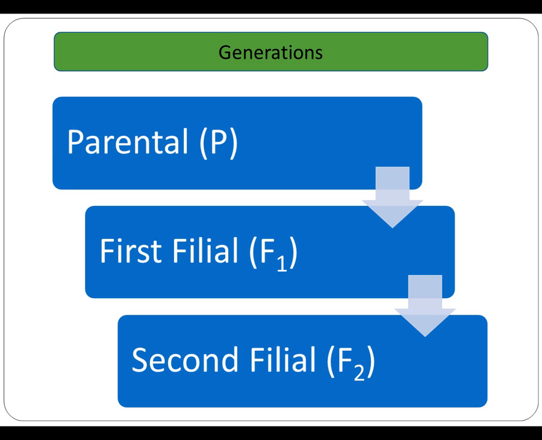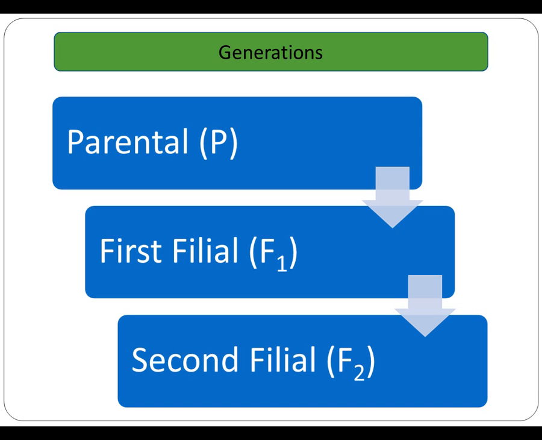Mendel used it for his plants. You could look at it for your dogs, or whatever you're trying to study, your starting point would be the parental generation. When the parental generation mates or crosses or breeds, whatever term you want to use, they produce their offspring. Their offspring collectively are called the first filial generation, and you write that F subscript 1. So first filial is the offspring.